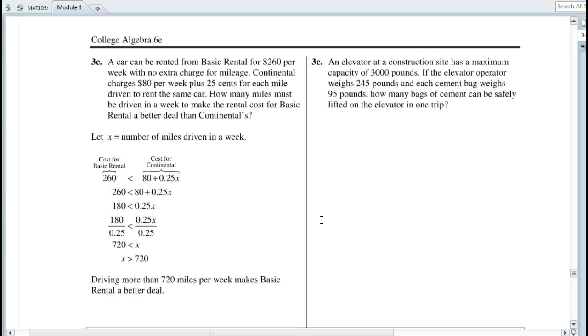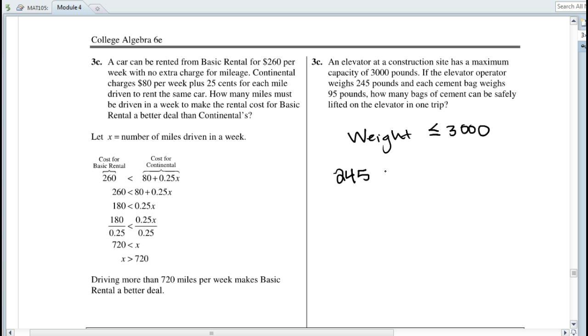Okay, we get some word problems here, so let's see how this goes. An elevator at a construction site has a maximum capacity of 3,000 pounds. If the elevator weighs 245 and each cement bag weighs 95, how many pounds of cement can safely be lifted on the elevator in one trip? Okay, so basically we know from the problem we have a certain amount of weight and it needs to be less than or equal to 3,000. What is affecting our weight? Well, we've got the static weight of the employee that weighs 245 pounds, and then he has a certain number of cement bags that he's bringing with him.